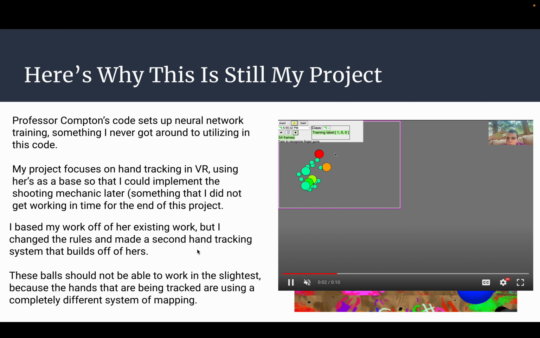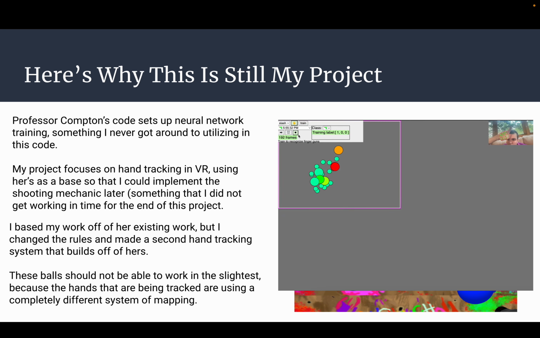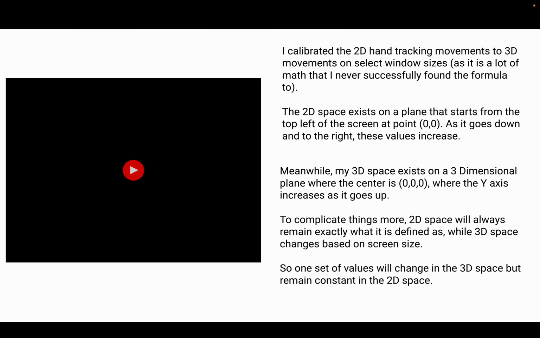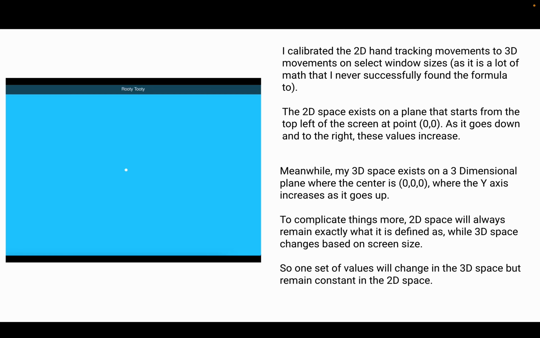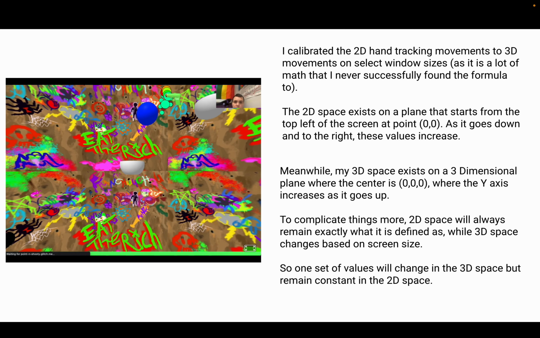So basically, what she implemented was this training code. This code helped me be able to make this, a neural network trainer that just allowed me to train my hand movements. And so because my program does focus on hand tracking in VR, I can't really use this 2D space as much. So what I had to do was use both this and a second hand tracking movement that I created myself. So I calibrated the 2D hand tracking movement to the 3D movements on select screens.